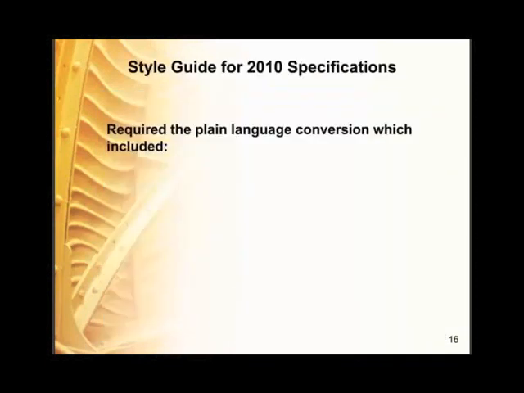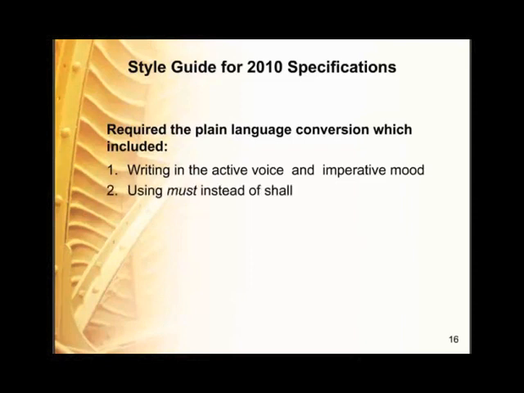The plain language conversion includes one, writing in active voice and imperative mood. Verbs in active voice show the subject acting. Active voice uses strong verbs that make sentences clear and complete. The order of active voice is direct: subject, verb, object. The subject takes action, the verb describes the action, and the object receives the action.